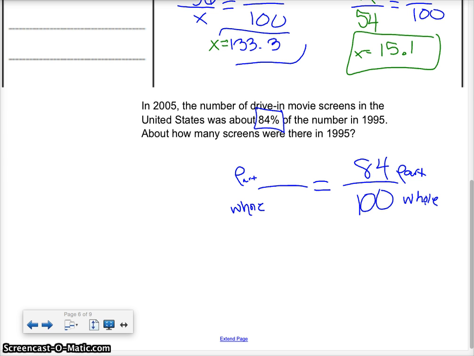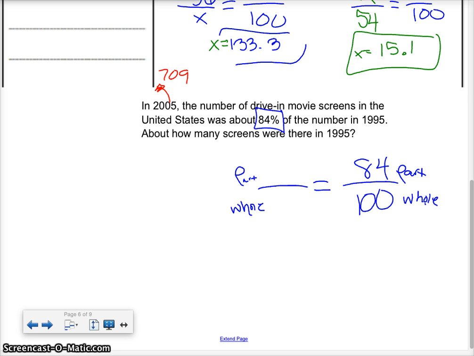So I need to know, in 2005, the number of drive-in movie screens in the United States was about 84% of the number in 1995. About how many screens were there in 1995? There's no number to work off of. I knew there's a table in the book. When I made this problem, I didn't look at the table, realized the table in the book, I needed a value off of it. So I got this 709 from the table in the book. So 709 were in 2005.